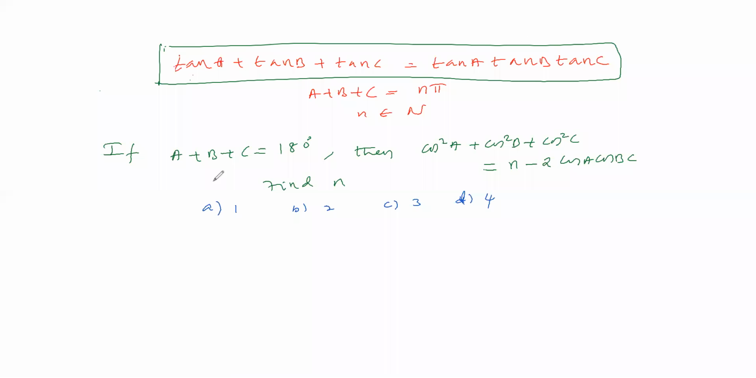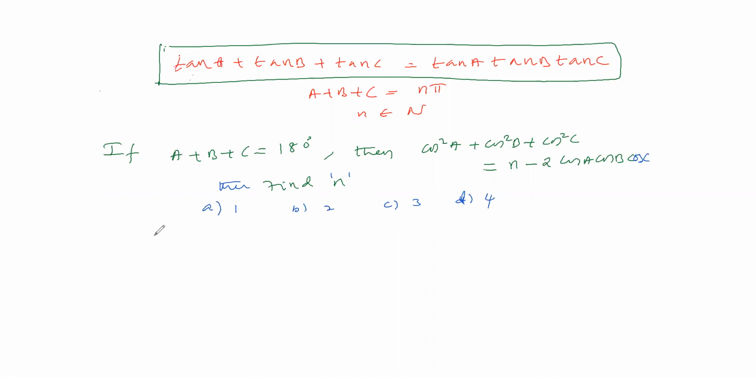See here, we are solving a problem. If a plus b plus c equals 180 degrees, then cos square a plus cos square b plus cos square c is equal to n minus 2 cos a cos b cos c. Then find n. First option 1, second option 2, third option 3, fourth option 4.